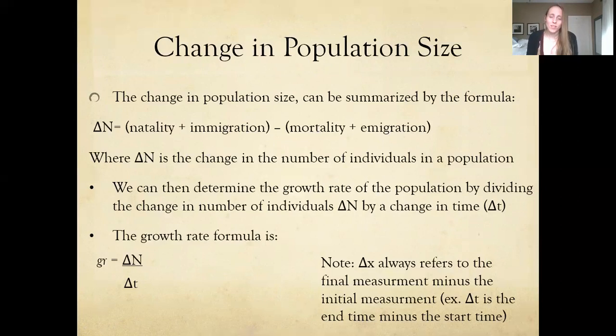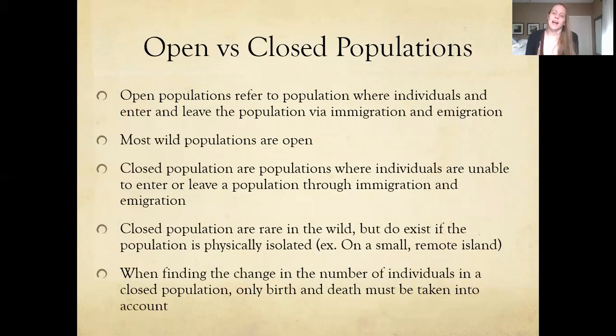Then we can look at calculating the growth rate for a population by taking the change in the number of individuals and dividing it by the change in time. So this is the formula for growth rate at the bottom here. Growth rate, which is GR, is the change in the number of individuals divided by the change in time. Remember, when we are doing a change in calculation, always do final minus initial. We will come back to that, by the way.